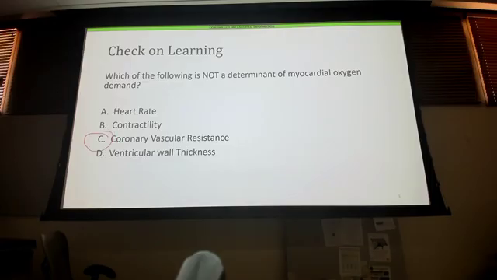C, coronary vascular resistance, right? So basically, what is the resistance of blood flow through that artery? That's going to affect the supply. It doesn't really do anything for the demand side of the equation, but it will affect the supply side.